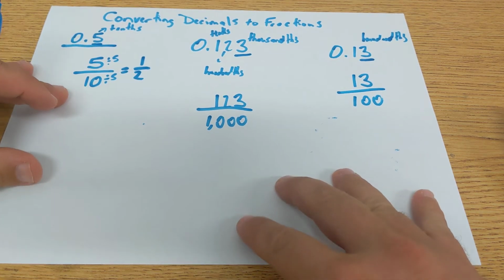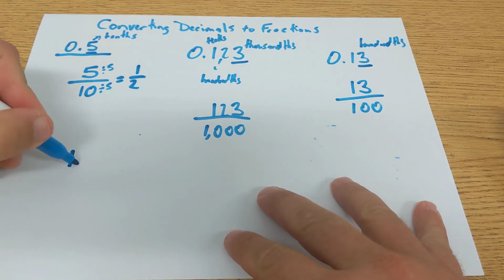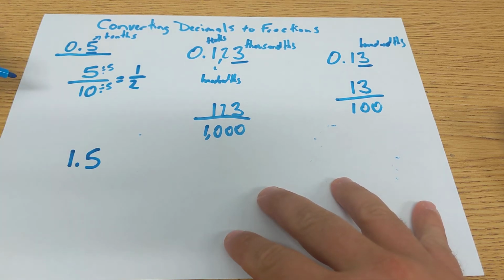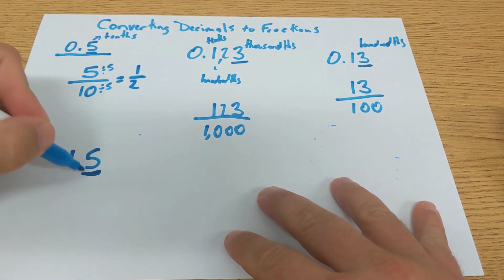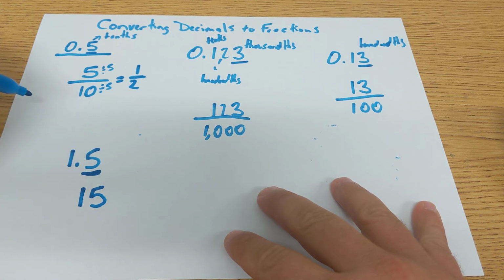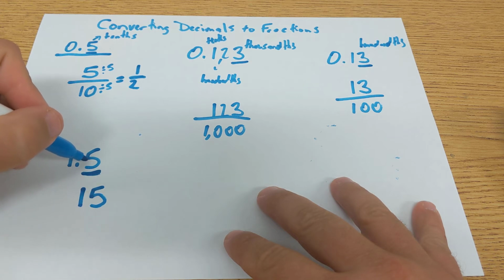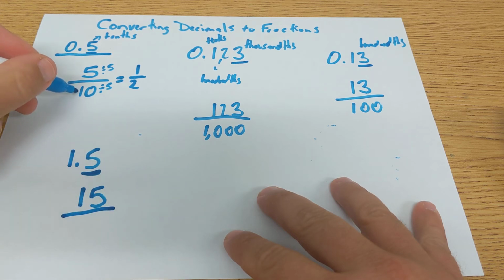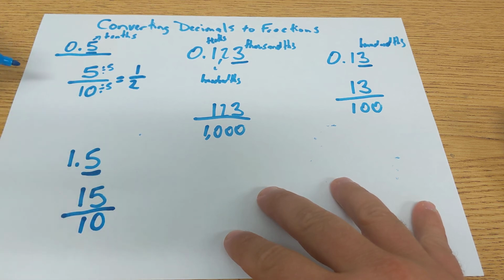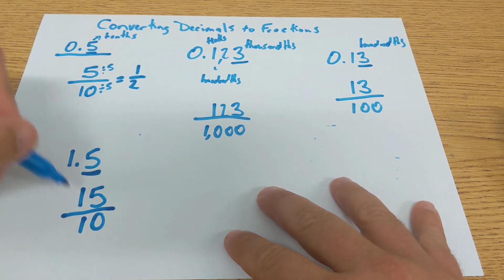Now we got a new thing that we're going to show. 1.5. We're not changing anything that we do. We're going to look at the last digit. That's a 5. We're going to drop the decimal out and put the whole number. So now we got 15. That 5 is still in the tenths place. So 15 over 10. We talked about it earlier, that's an improper fraction, right?